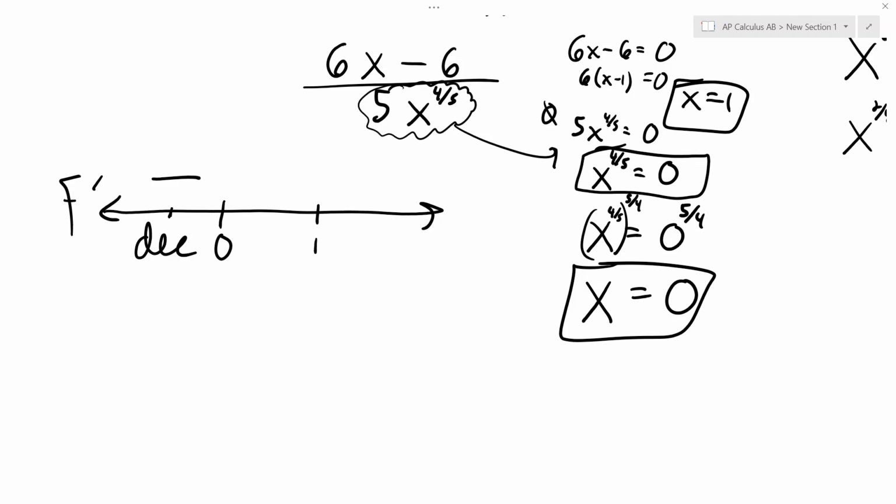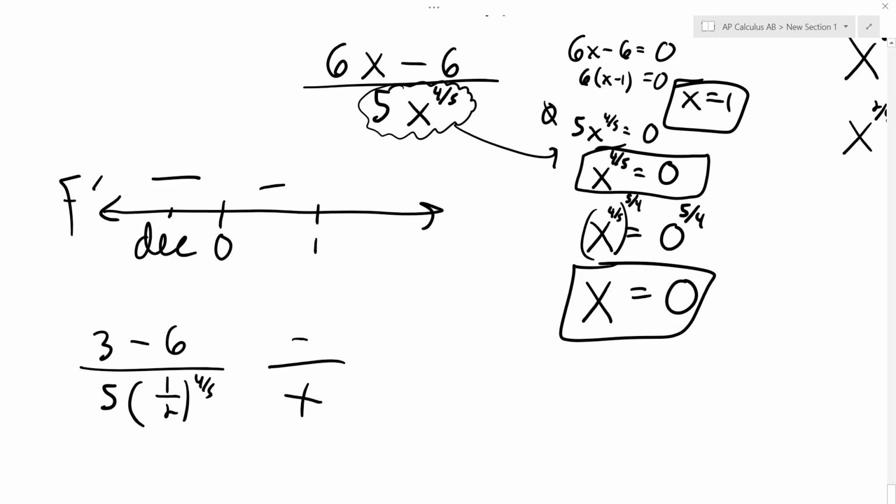Okay? But you can plug a half in. If you plug in a half, you get 6 times a half, that's 3, minus 6 over 5 times a half. It doesn't even matter. Anything to the 4/5 is a positive number. So that's a negative over positive, negative again, which is what we expect to happen. 1 was not a double root. 1 came from the 6x minus 6. That's not being squared or anything. So I expect it to change sign. If you plug in a big number like 10, you get positives.